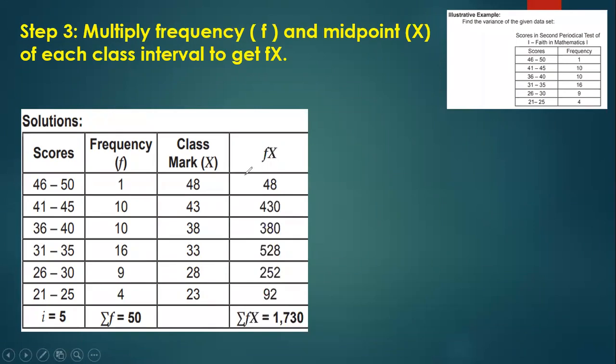1 times 48. 10 times 43, 430. 10 times 38, 380. 16 times 33, 528. 9 times 28, 252. 4 times 23, 92. Okay? You get it? How to find the frequency times midpoint. So multiply your frequency and your midpoint.